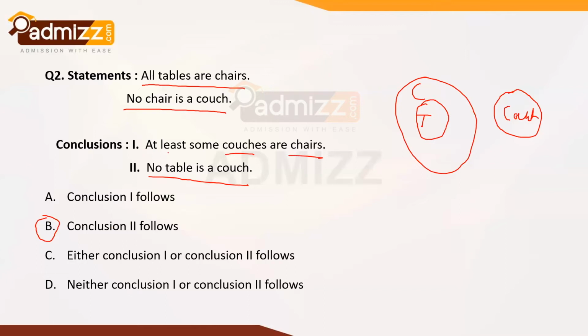Now from this, at least some couches are chairs, conclusion number 1. This directly contradicts this second statement, right? Which clearly states that no chair is a couch. And when the conclusion that we're drawing happens to be that at least some couches are chairs, that is a contradiction. So this is not the conclusion that we want, right? This is the wrong conclusion. So option number B is the right one in this case. Am I clear to everyone?